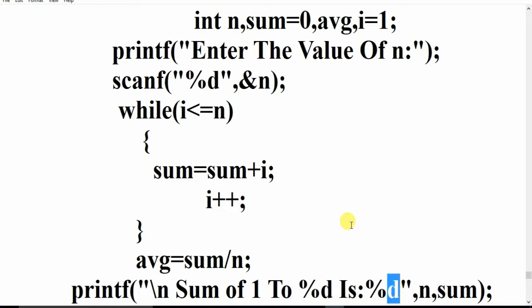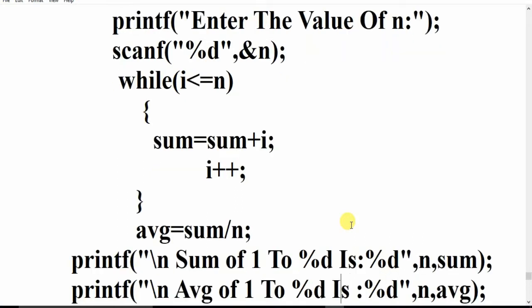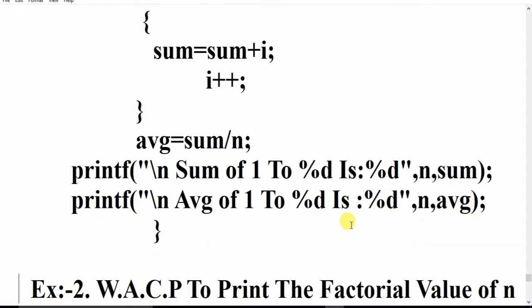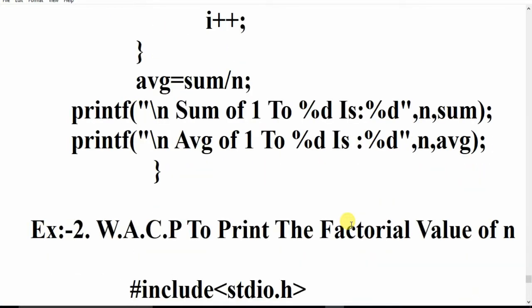We are just printing the sum of 1 to 9 is n, comma, sum, and the average of 1 to 9 is so and so value, that we are printing like this here. So this is an example of calculating the sum and average of 1 to n natural values. Next we are coming to another example.